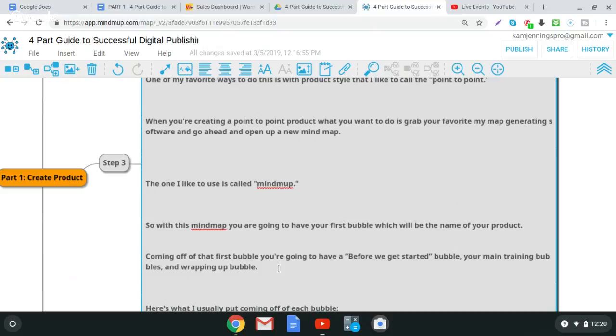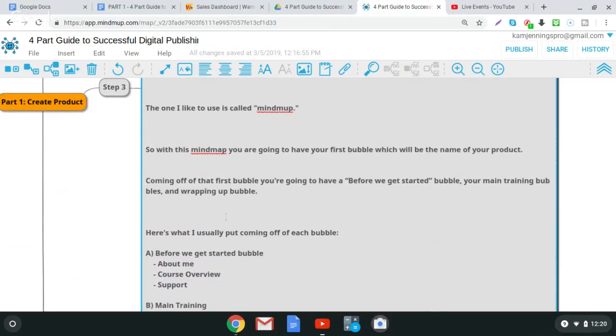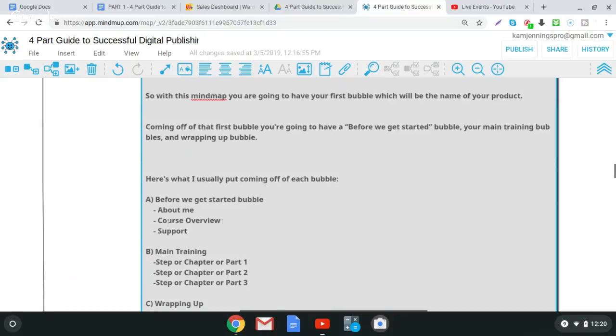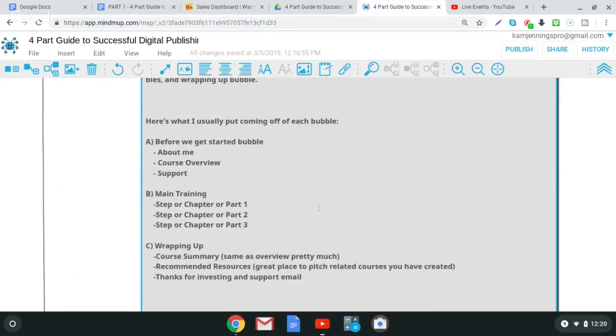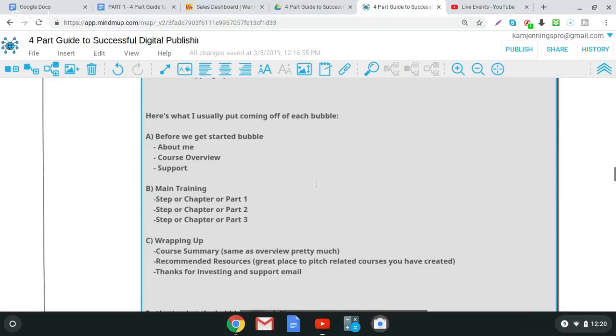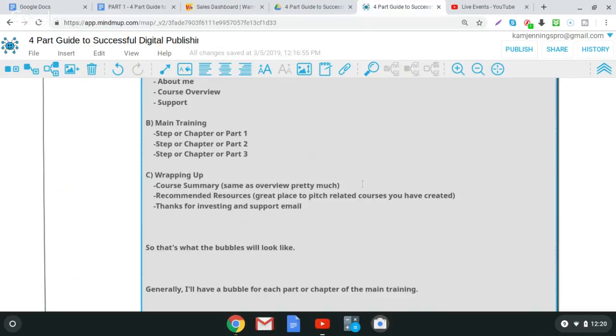So with this mind map, you're going to have your first bubble, which will be the name of your product. Coming off of that first bubble, you're going to have a before we get started bubble, your main training bubbles, and a wrapping up bubble. Here's what I usually put coming off of each bubble. A, before we get started bubble: about me, course overview, support. B, main training, and that's all the little steps of your main training, part 1, part 2, part 3.